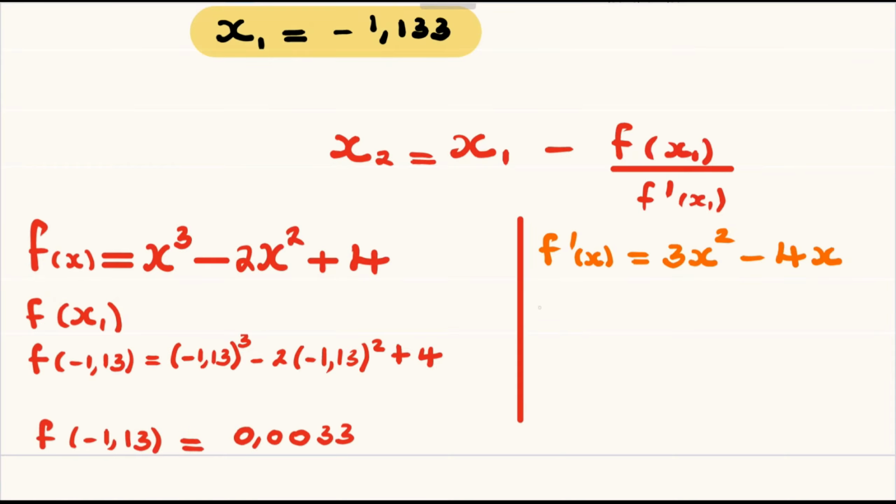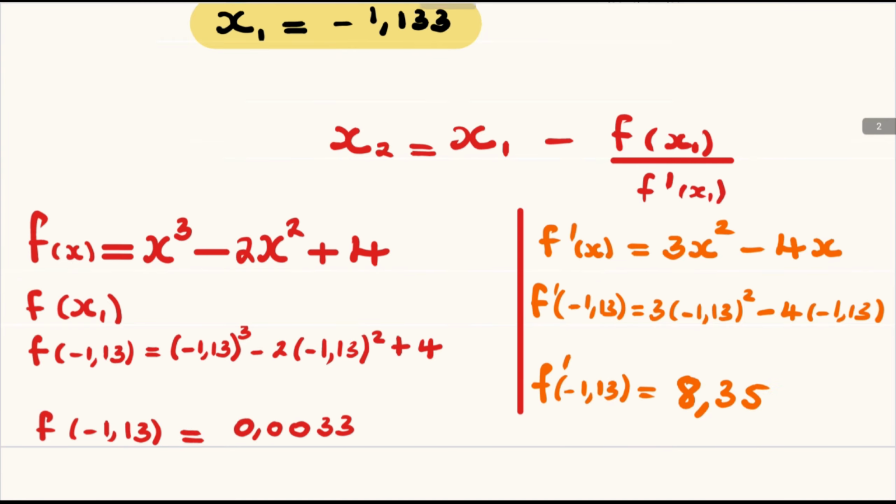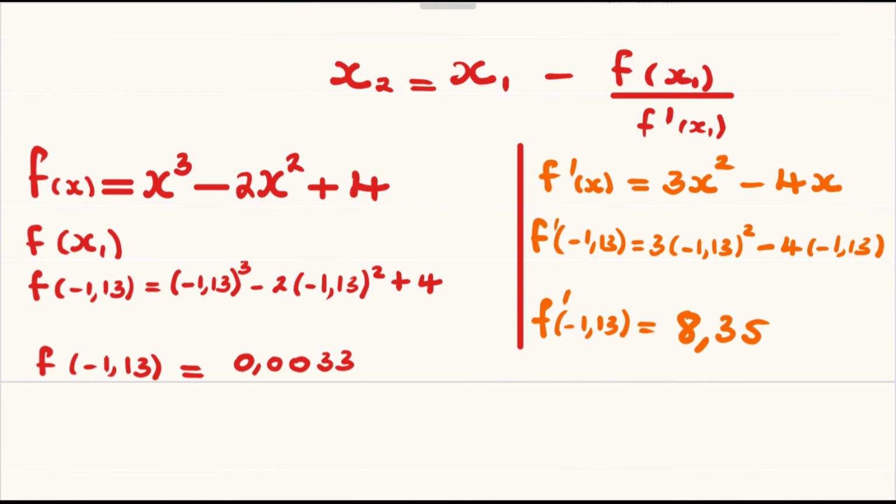All right, now we substitute into the f prime of x. So this will be equal to 3 into negative 1.133 squared minus 4 multiplied by negative 1.133, and this f prime of negative 1.133 is equal to 8.35. So now we substitute into that formula.